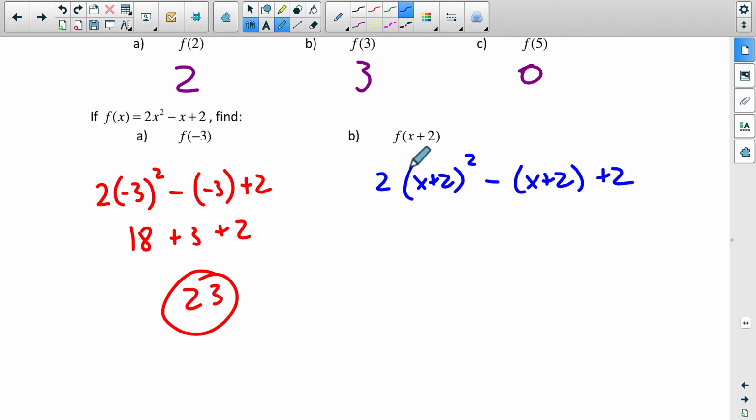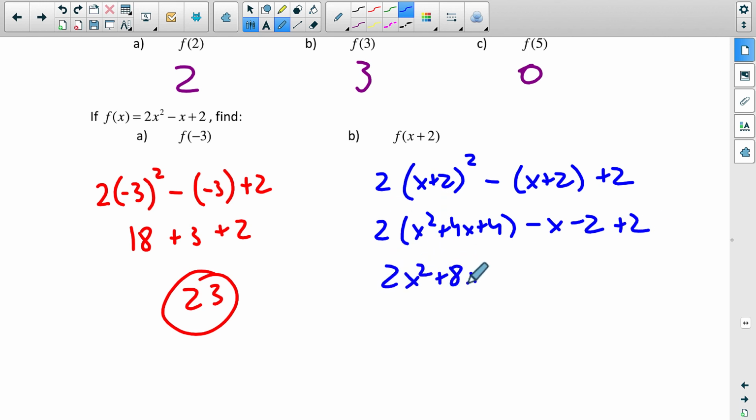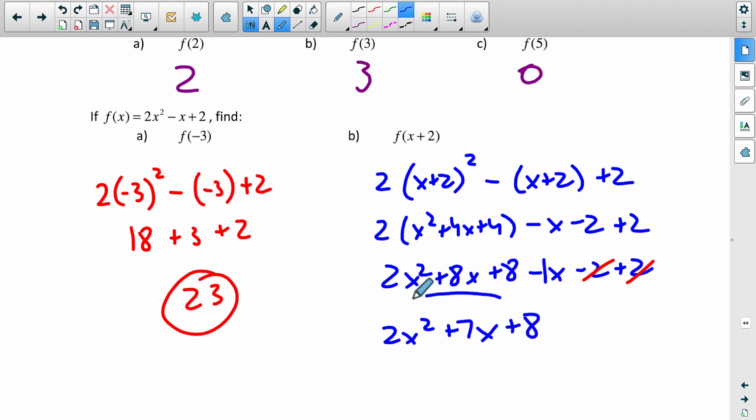And now we'll simplify. Make sure you square it first. So it's going to be x squared plus 4x plus 4. This minus refers to both things here, so minus x and minus 2, and then plus 2. Distributive property, 2x squared plus 8x plus 8 minus x minus 2 plus 2. Oh, look at that, minus 2 plus 2. Bye-bye. I've got 2x squared. I've got 8x take away 1x, which is plus 7x, and I've got a plus 8.